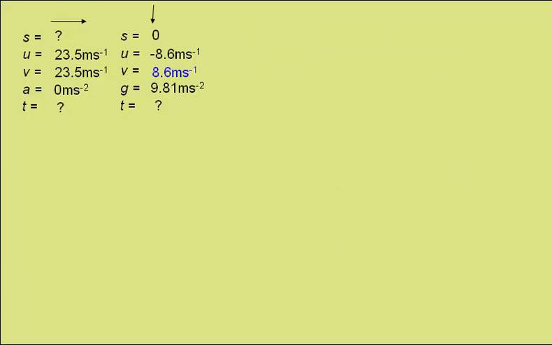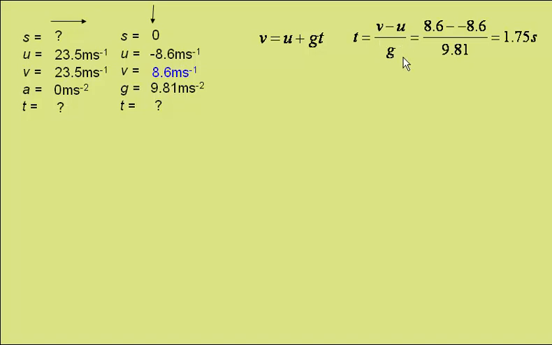I've copied my data across to this table, but now added my final vertical velocity of plus 8.6 meters per second. I can now use v equals u plus at to find t. I've rearranged it to give t is equal to v minus u over g. Putting in the data, v is 8.6 minus minus 8.6, so this is then added, over 9.81, gives a time of flight of 1.75 seconds. I can add that here, but it's also the same time as here.